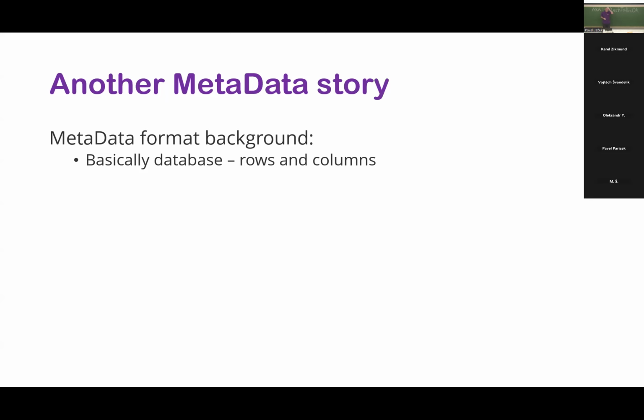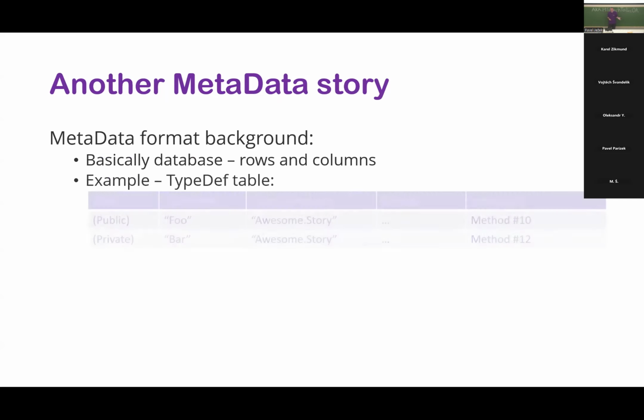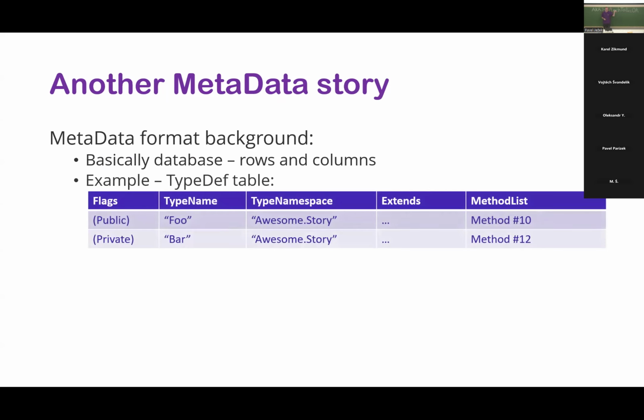And in .NET, it was designed by people who designed databases. So it's actually basically a database. You have rows and you have columns, you have tables. So this is an example of the TypeDef table, which is the definition of types and interfaces, which has some flags. Is it public, private, right? That it has a type name. It doesn't have it inside the table.